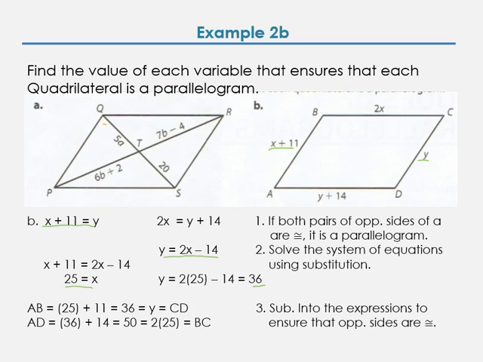And now we can substitute into our original equations. So x plus 11 equals y. 25 plus 11 equals 36 equals y, which is also CD. And AD equals 36 from our y value. 36 plus 14 equals 50 equals 2 times 25 equals BC. So they are equal to each other, and we now have our proof, and this can now be stated for sure that it's a parallelogram.